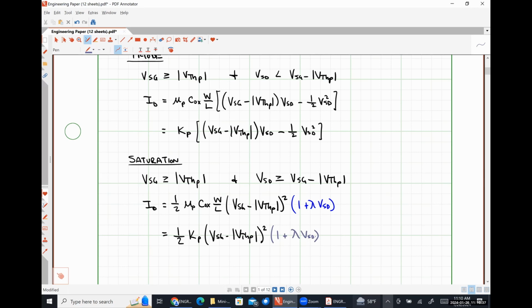All right, so those are the basics relationships for a PMOS transistor. So now let's go through our bias circuits and we'll be done.